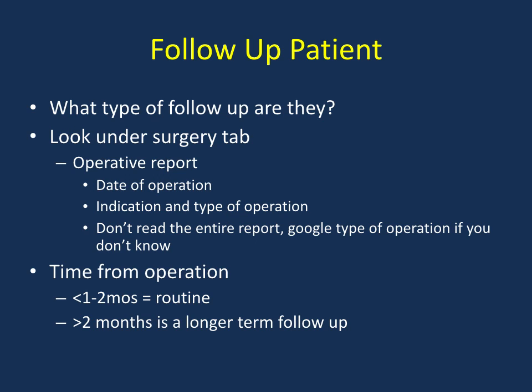The first way to figure this out is that they're following up with us usually because they've had an operation. And so you look under the surgery tab to see if they had an operation. If they've had an operation, then you want to figure out what operation they had and why they had it. In order to do that efficiently, you don't have to read the entire report. There should be a summary at the beginning of the operative note telling you when, and what was done.